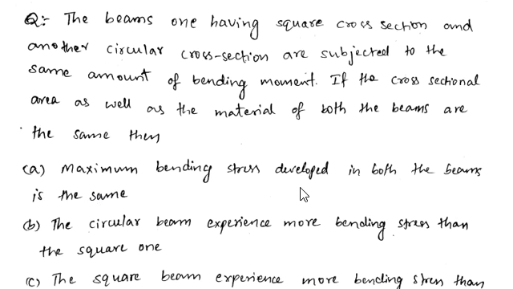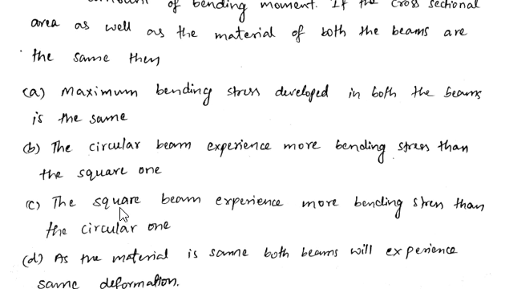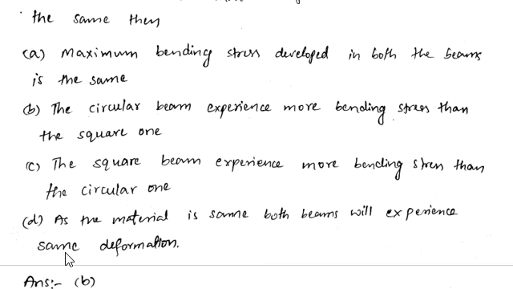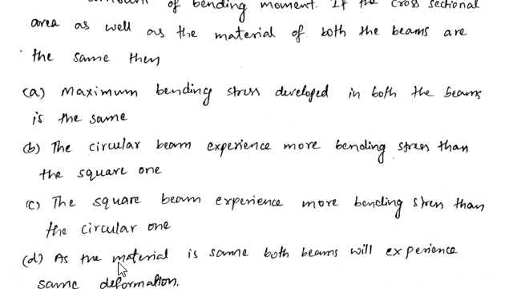Option A, maximum bending stress developed in both the beams is same. Option B, the circular beam experiences more bending stress than the square one. Option C, the square beam experiences more bending stress than the circular one. Option D, as the material is same, both the beams will experience same deformation. And here the correct answer is option B.